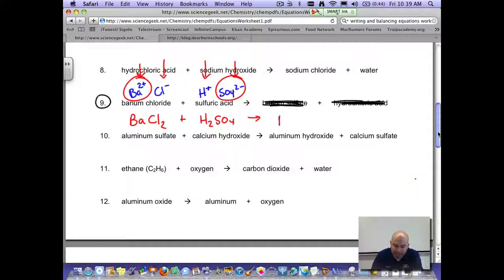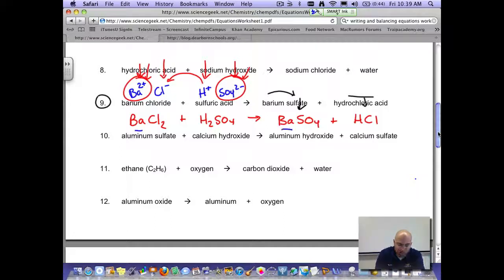So you'd get barium sulfate. Notice that 2 plus, 2 minus, we just need one of each. And H with the Cl, we always write our cation first, HCl. Now if I erase what I had crossed out, notice that barium sulfate, that's indeed what this is, and hydrochloric acid.